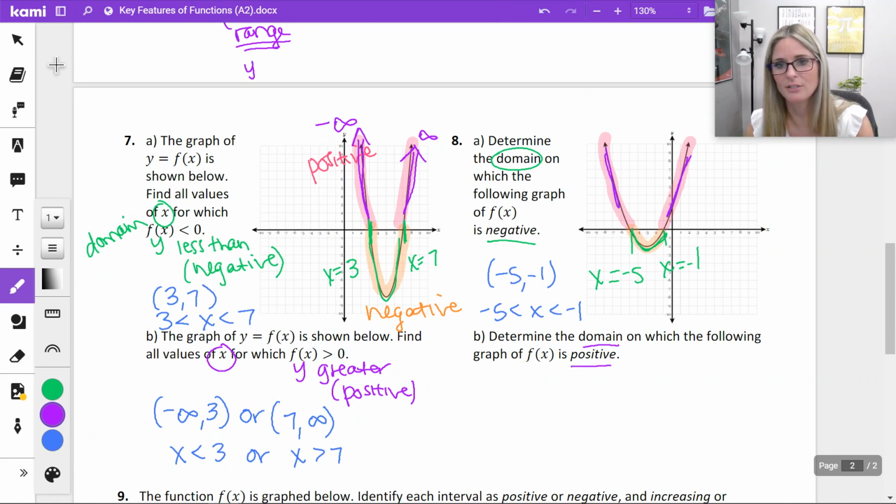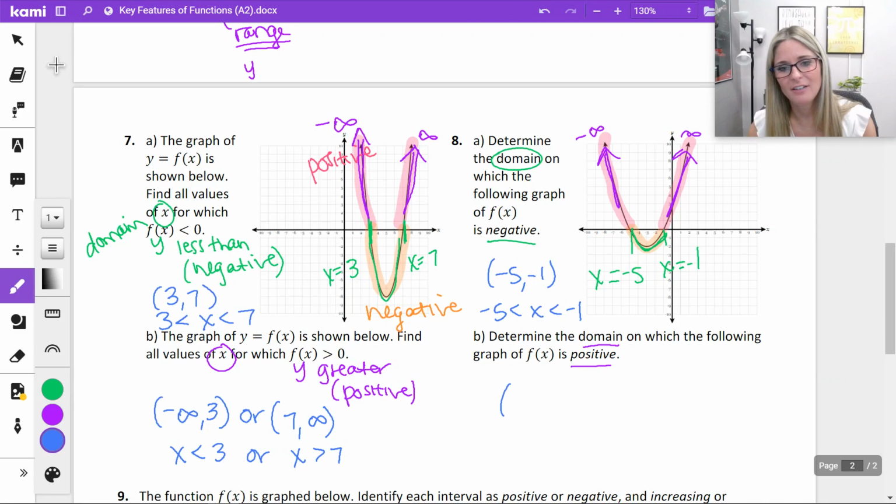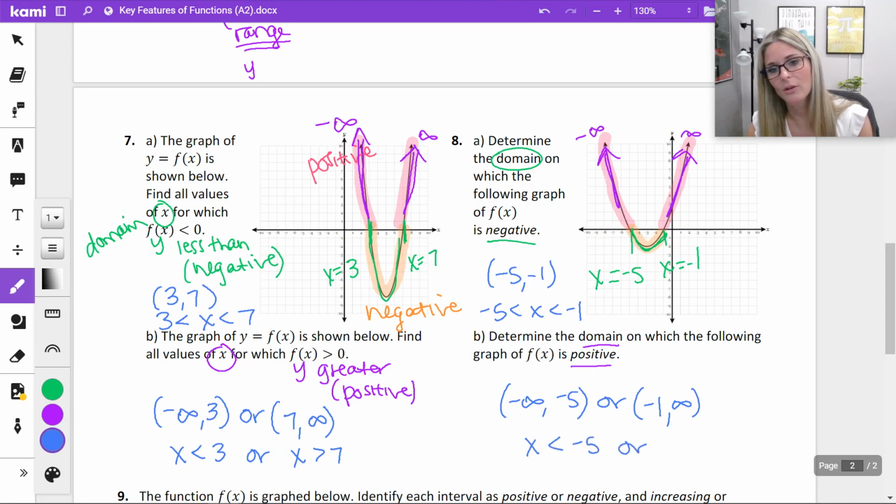Those two upper sides, right? Again, arrows, left side to negative infinity, right side to positive infinity. For that interval notation, negative infinity to -5, or -1 to infinity. Or if you want to use that set notation, we're going to say x is less than -5, or where x is greater than -1.